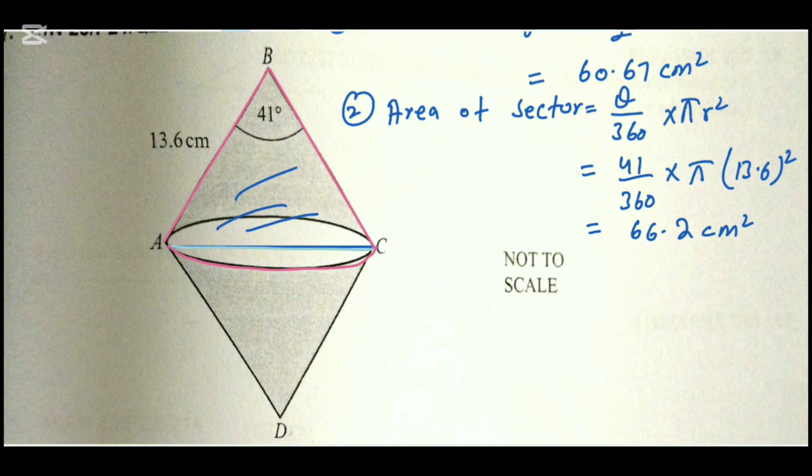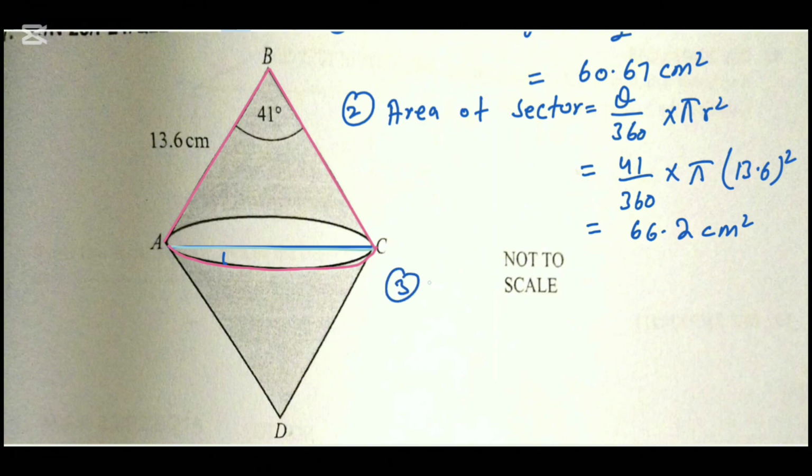Now if we subtract the area of triangle from the whole area of sector, what will you get? You will get this area of segment. These two areas of segments are the same. So once you get that area of segment, you multiply it with 2, and you will get the area of this total part.